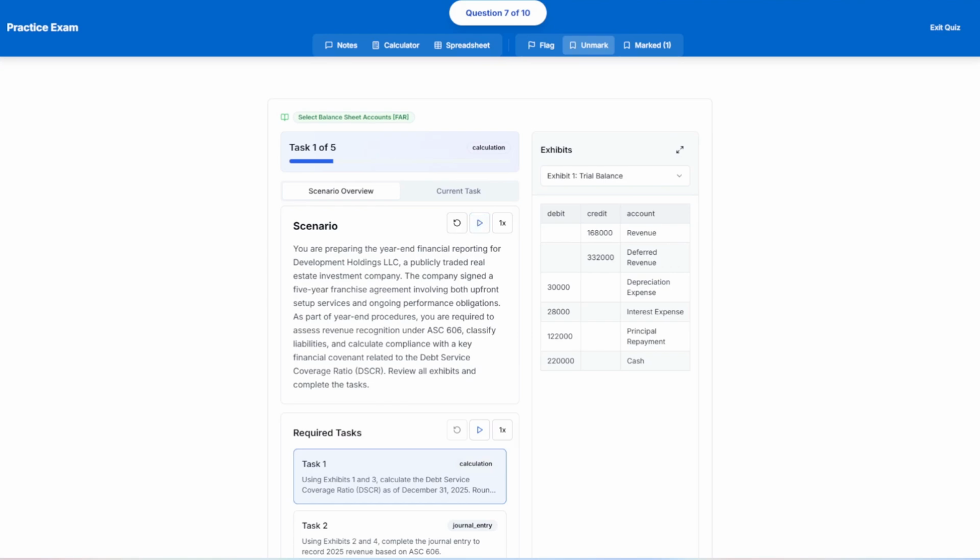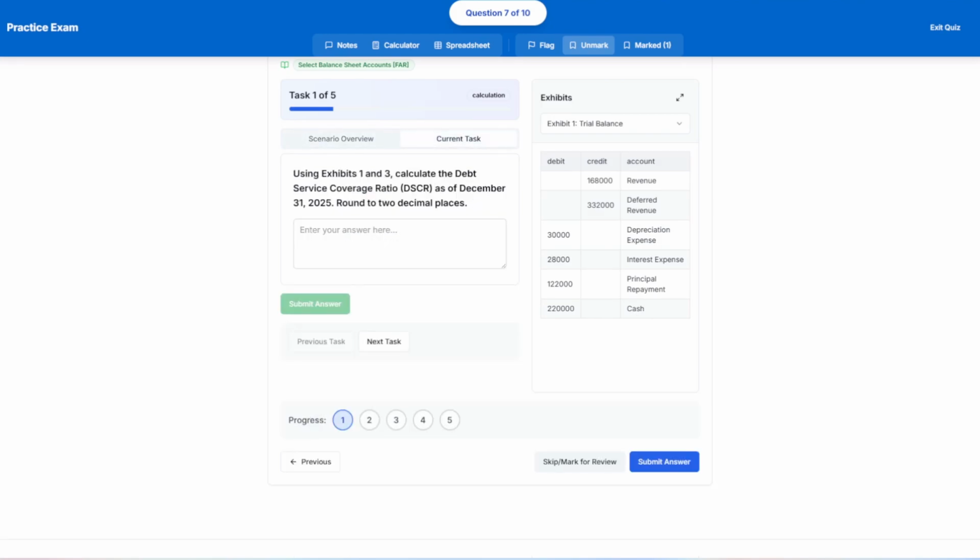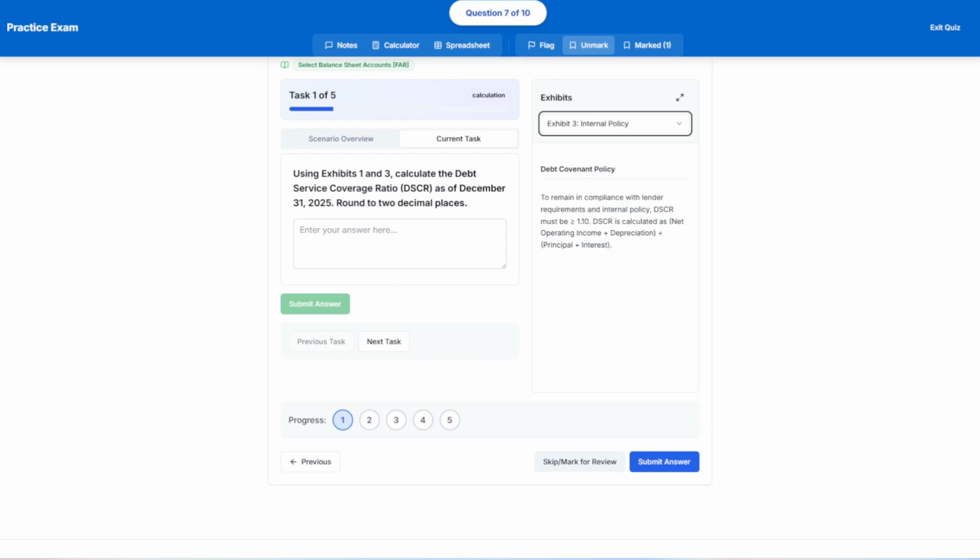Let's walk through this task-based simulation together, step by step, just like you would under exam conditions. So grab your calculator, or at least your brain's calculator, and let's get into it. Task 1. Calculating the DSCR. The debt service coverage ratio is a financial covenant that tells us how well the company can meet its debt obligations. The formula is net operating income plus depreciation divided by principal plus interest. So let's start with Exhibit 3. It says the DSCR must be at least 1.10 to comply with internal and lender policy.